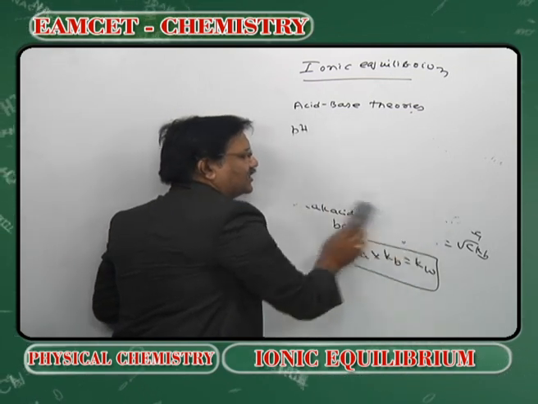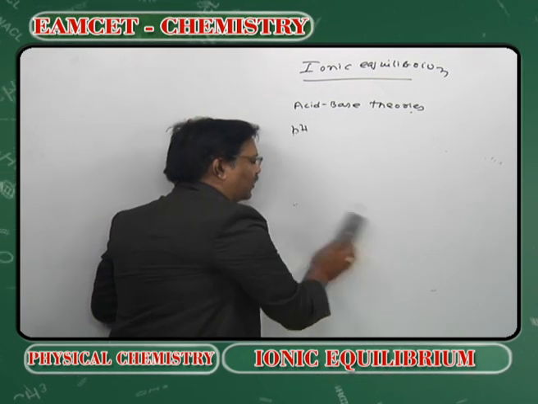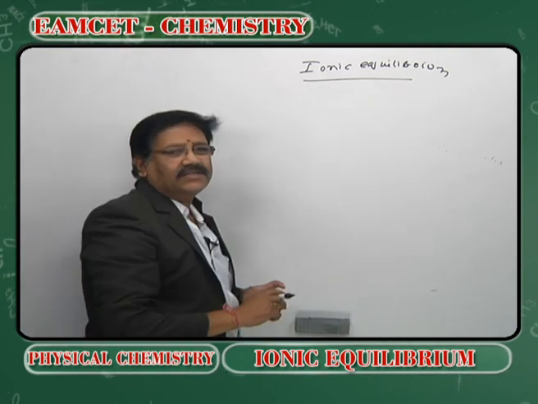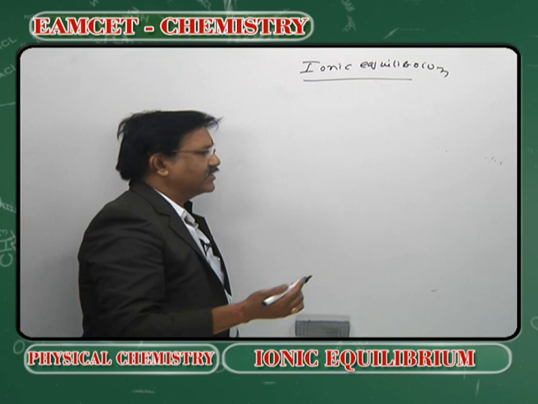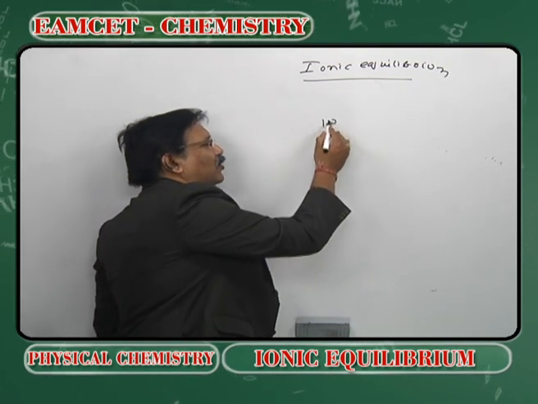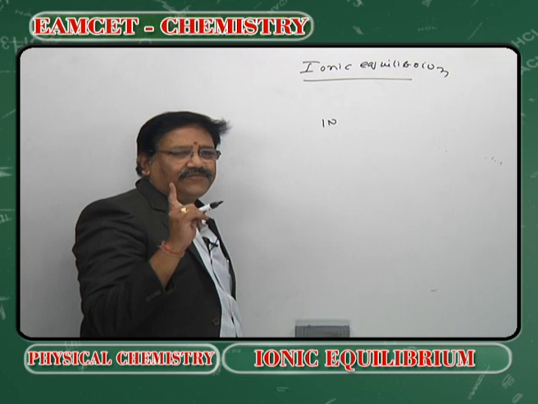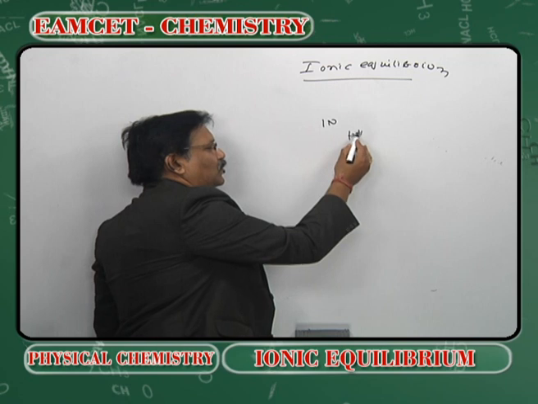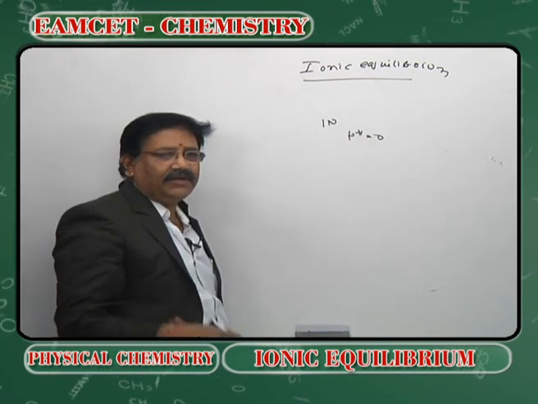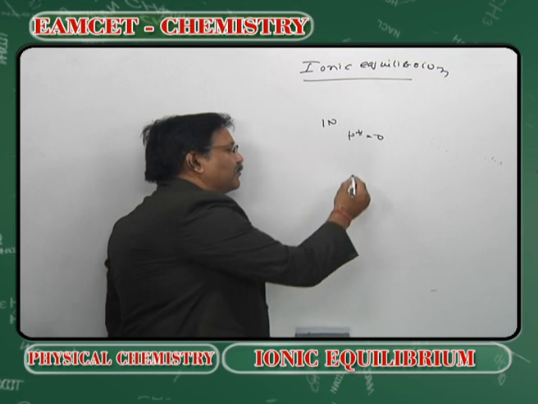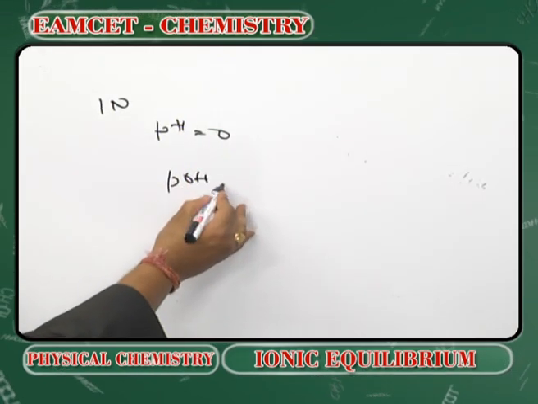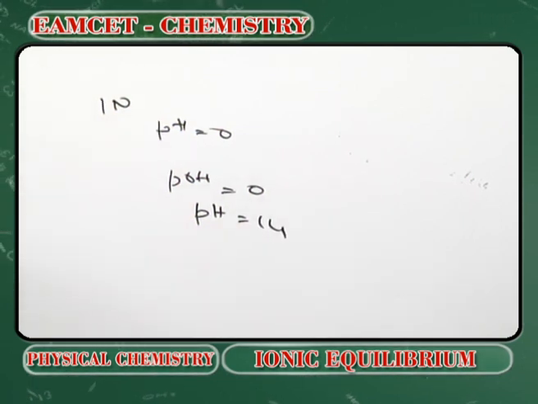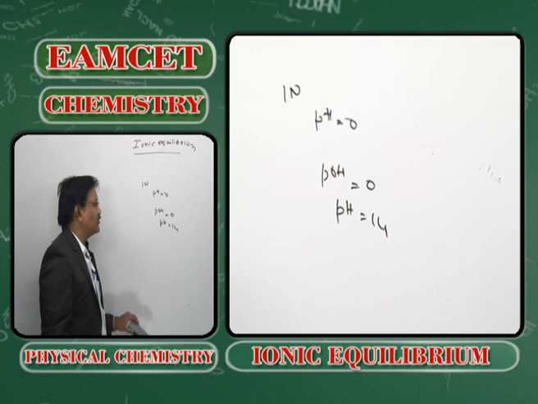The pH scale is applicable only to very dilute solutions. For acids of moderate concentrations, that is for strong acids of 1 normal and above concentration, pH will be equal to 0. For strong bases of 1 normal and above concentration, pOH will be equal to 0, that is pH is equal to 14. So pH scale is applicable only for very dilute solutions of acids and bases.